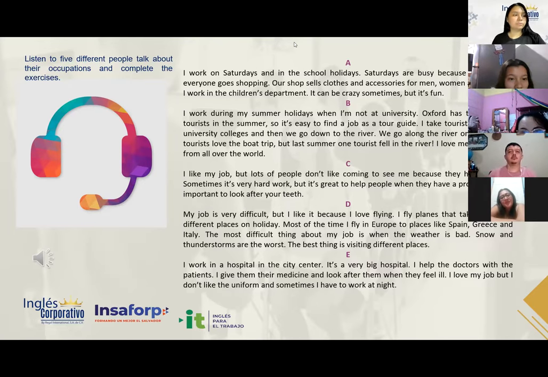I work during my summer holidays when I'm not at university. Oxford has thousands of tourists in the summer, so it's easy to find a job as a tour guide. I take tourists to visit the university colleges and then we go down to the river. We go along the river on a boat. The tourists love the boat trip, but last summer one tourist fell in the river. I love meeting people from all over the world.